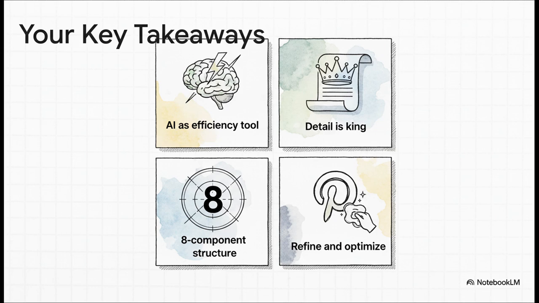So let's do a quick recap. What are the big takeaways? First, AI is your new secret weapon for efficiency. Second, remember that when it comes to prompts, detail is king. Third, use that 8-component structure as your roadmap. And finally, always take that extra little step to refine and optimize your images just for Pinterest.